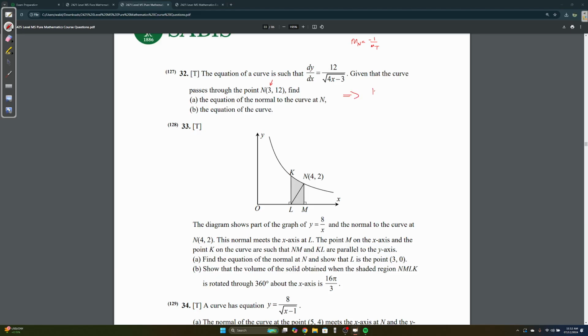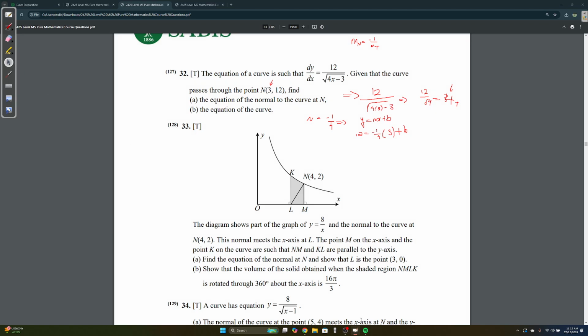So it's going to be 12 over root 4 times 3 minus 3. So it's going to be 12 over root 9, which is 12 over 3, which is 4. So the slope is 4, but this is for the tangent. So for the normal, it's going to be minus 1 over 4. So how do we find the equation now? Remember, it's y equals mx plus b. Substitute the point, so 12 is equal to the slope, minus 1 over 4, times x, 3, plus b.